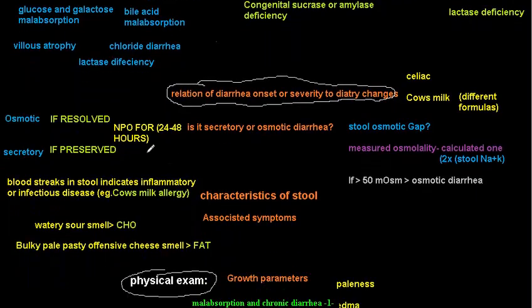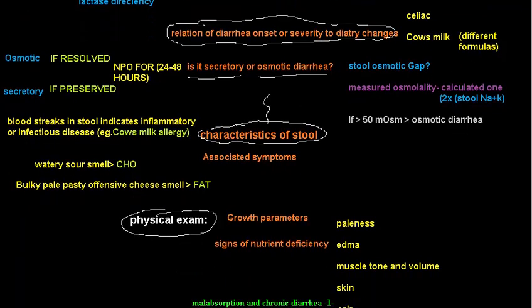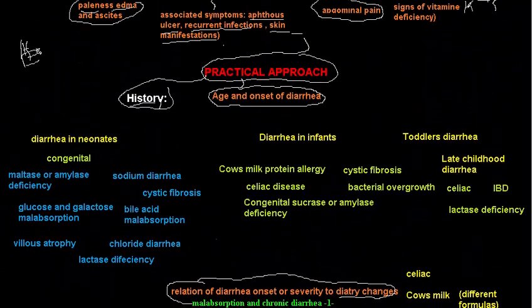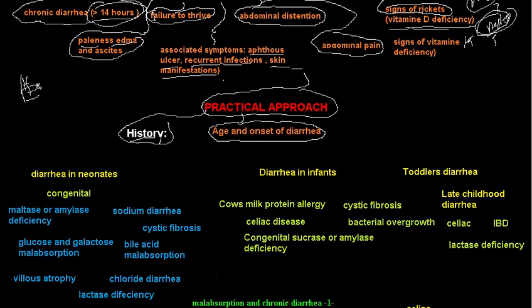If it is secretory or osmotic diarrhea, actually this is not a point from history, you have to take it into account. Then the characteristics of the stool: is it hard, is it soft? I'm going to pass on that. And the associated symptoms of malabsorption. Now let's get back and talk about every point in detail.